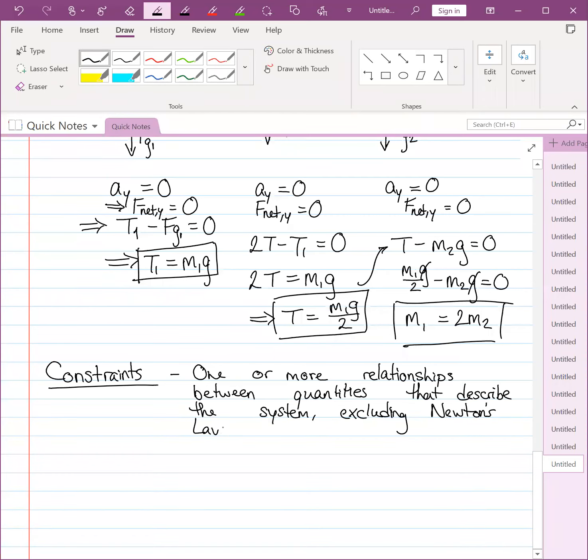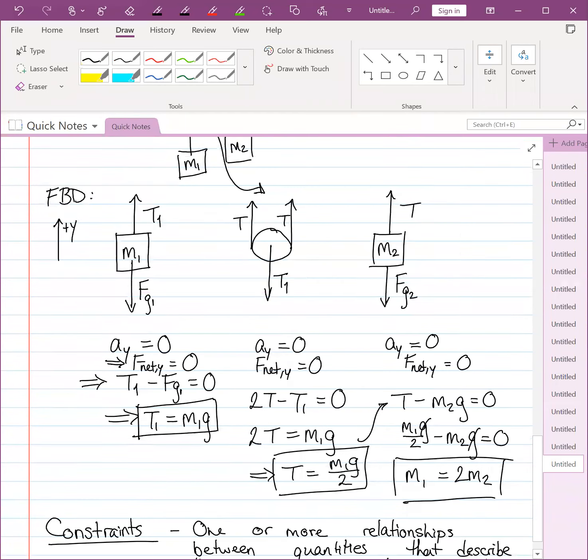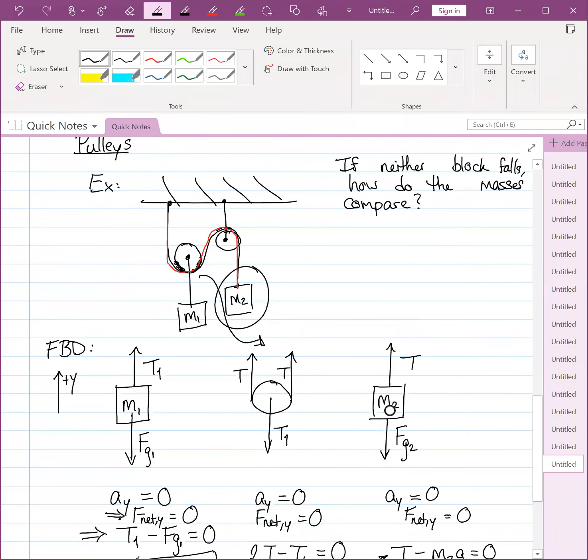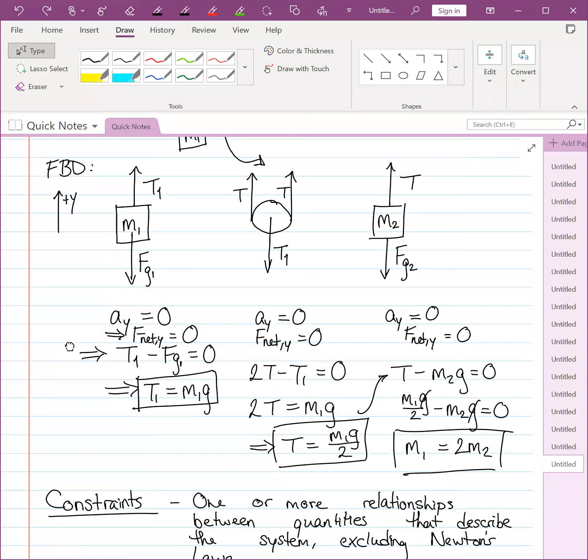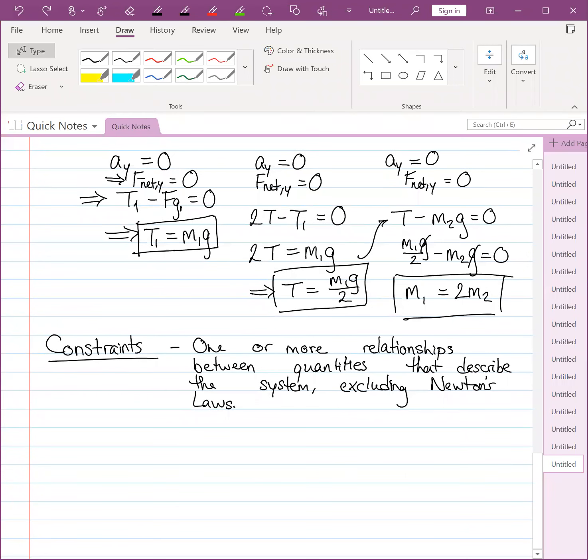So basically, it's a way of relating two quantities. For example, we might want to relate the acceleration of one block to the acceleration of the other, but you couldn't figure that out from Newton's laws. That's just something that you kind of have to establish separately from Newton's laws. It's just an additional relationship, an additional equation that you get from thinking about the system.